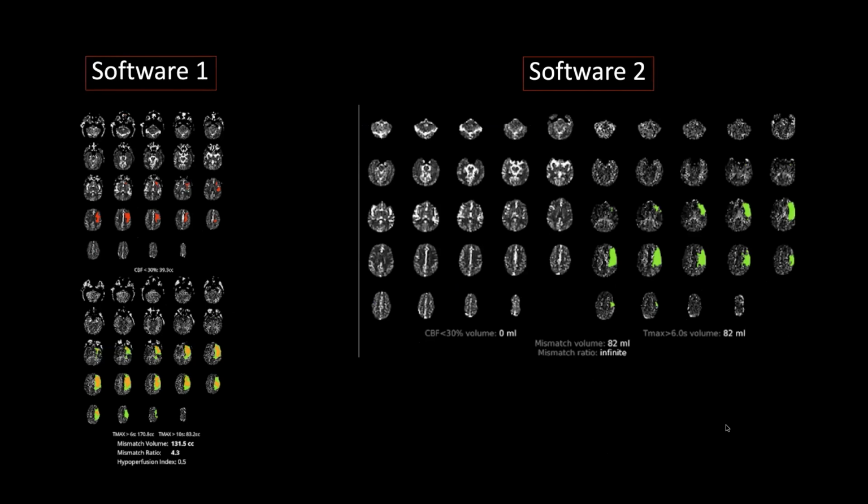Here is another example where I see software number 1 showing me a core, and software number 2, the core is 0. So the bigger question in our mind was not whether my volumes match and which software is more accurate, but the bigger question was, are these clinically significant differences? Do I trust my software? Do I have the understanding of the software that I can make a confident decision towards the treatment plan, right? So are these differences clinically significant?